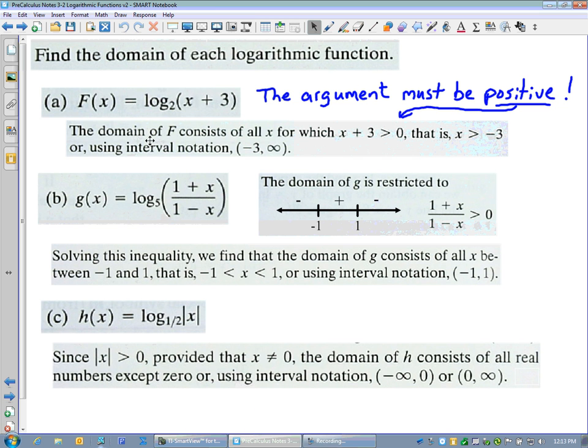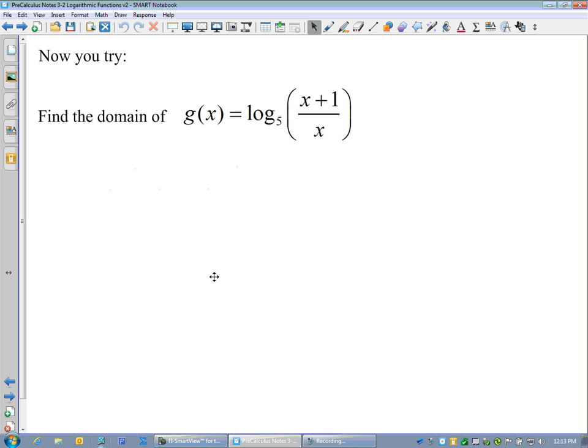All right, now let's let you try one. Go ahead and pause the tape. Go ahead and try to find the domain of this function. And I'll give you a moment to do that.